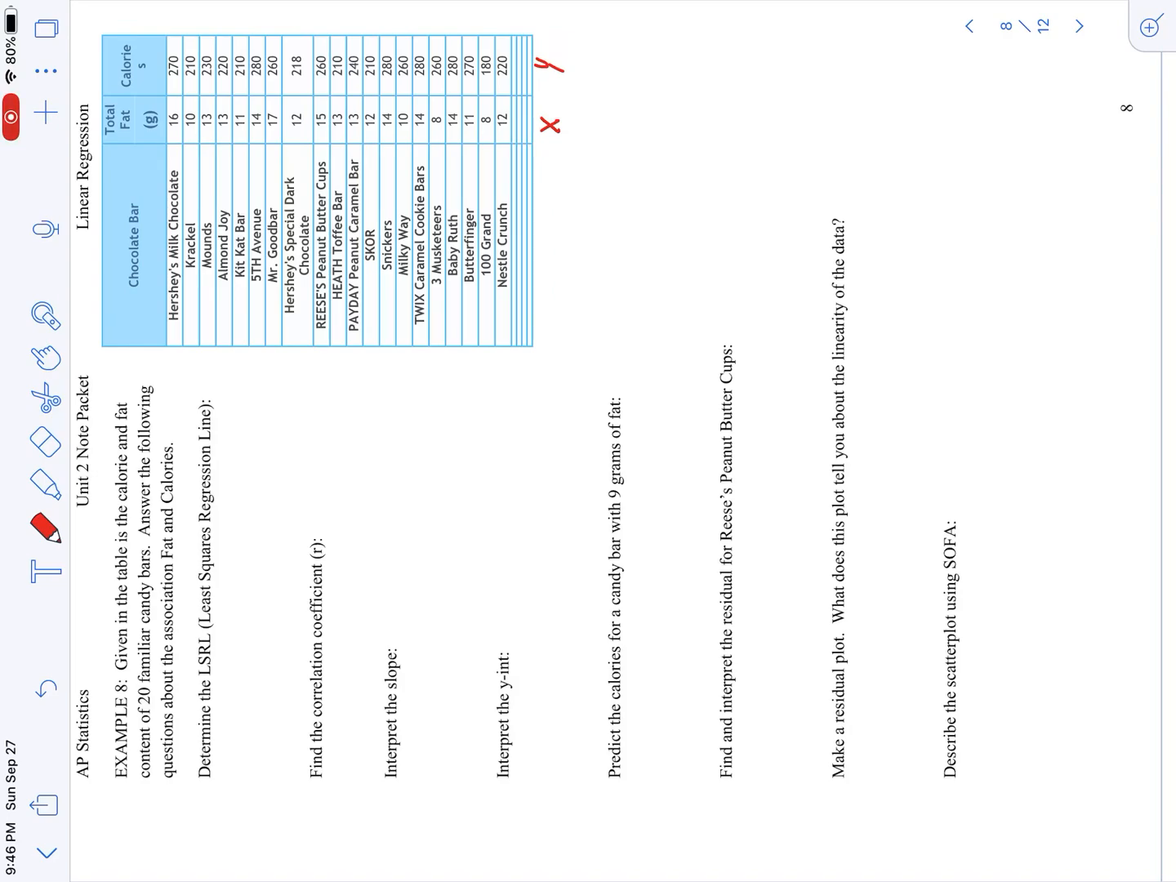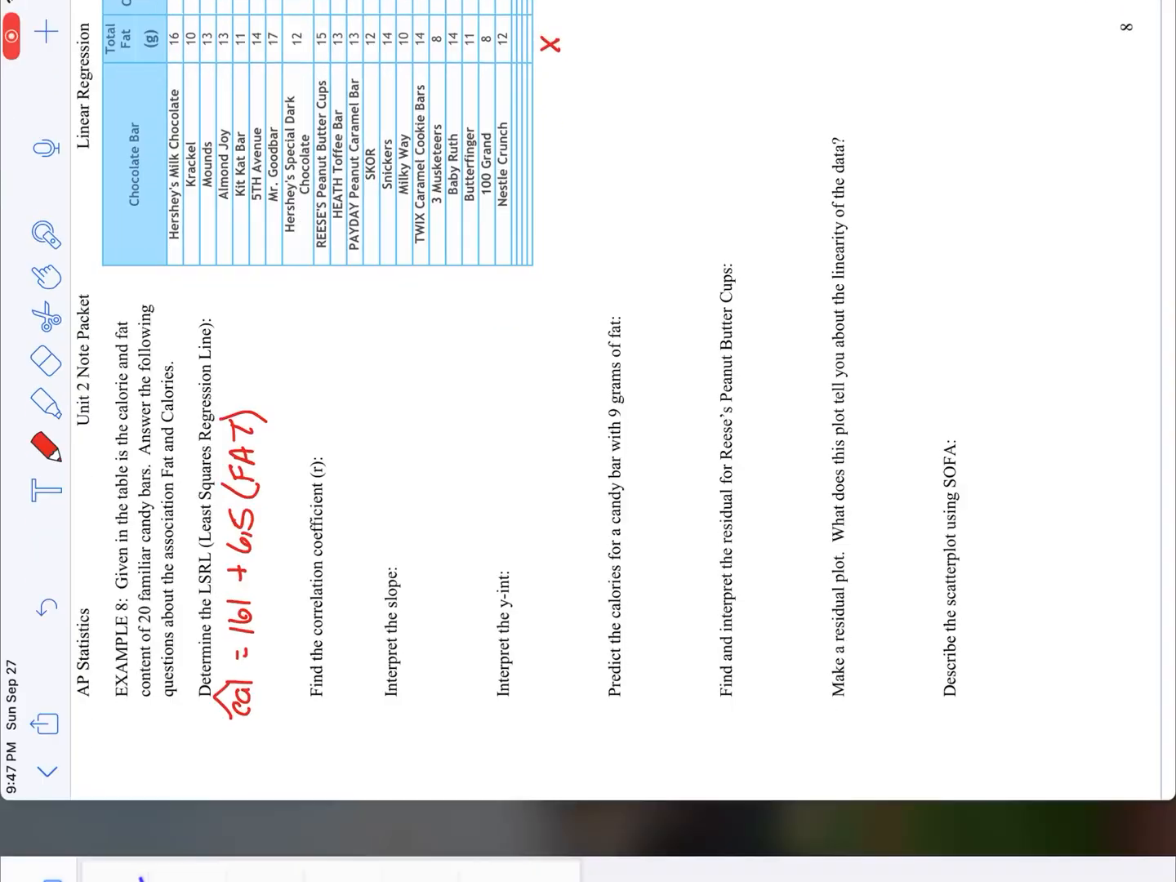So we're going to have a calories hat. Again, the hat there is for the prediction. And if you don't have a hat on your variable, it's going to be wrong. Calories hat equals 161 plus 6.5 times my fat. And that's the part we had to remember. And again, it's hard to do on this.